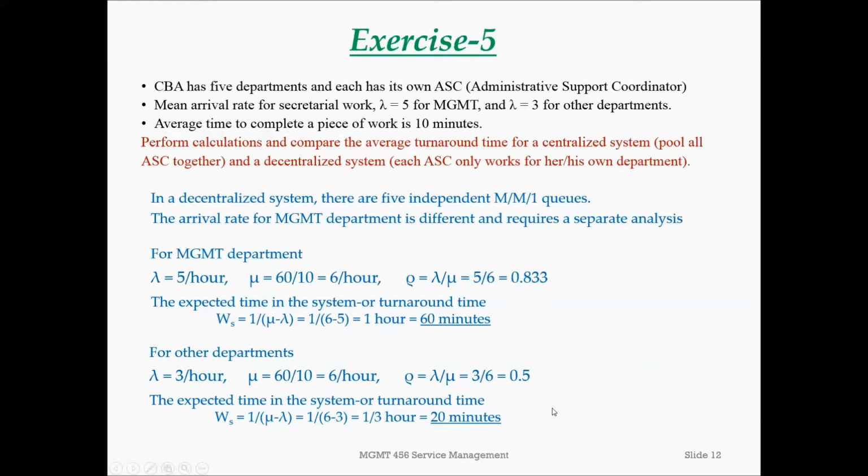So currently, with a decentralized system, for the management department, the average turnaround time is about 60 minutes. And for the other 4 departments, the average turnaround time is 20 minutes. So this is the decentralized system. Every department is independent. Every department is using an independent M/M/1 queue.